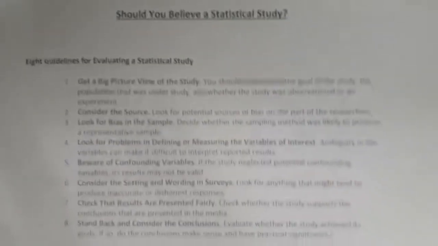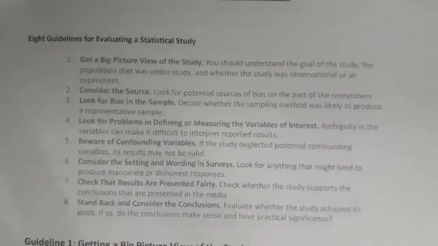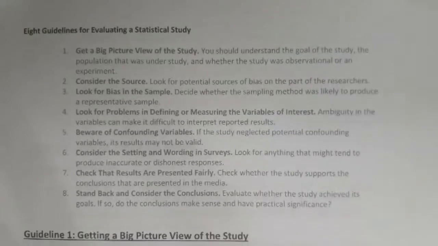So they give us 8 guidelines, and we're going to go through these guidelines one by one, with examples for each of them, and talk a little bit more about what these mean. But we have the 8 guidelines. The first one is to get a big picture view of the study. Number 2 is to consider the source. Number 3 is to look for bias in the sample. Number 4 is to look for problems in defining or measuring the variables of interest. 5 is to beware of confounding variables. 6 is considering the setting and wording in surveys.